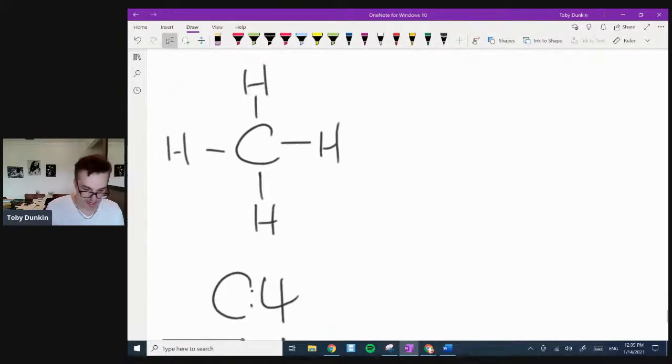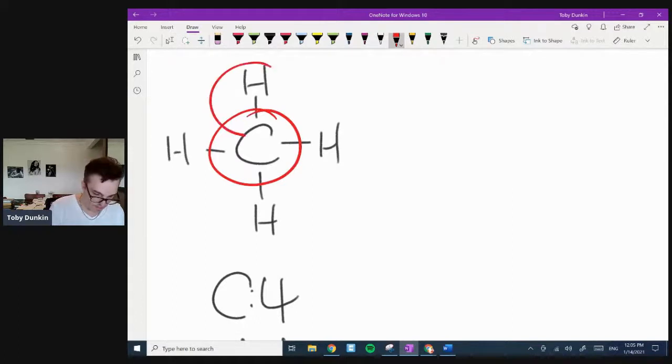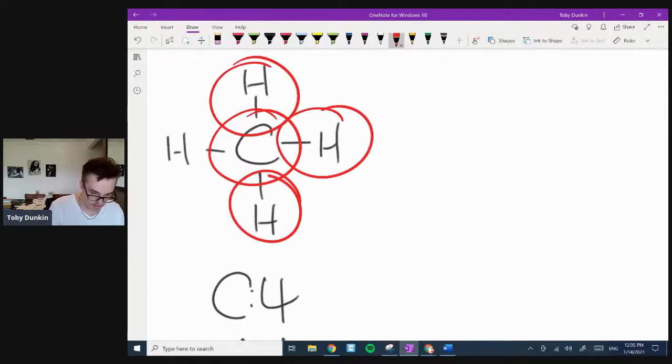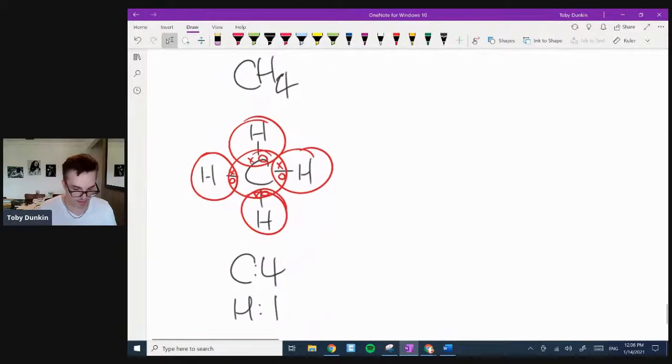Then what you do is you draw circles around each of them, and where the sticks are, you show the overlap. Yeah, like this. And then you just put a dot and cross in each one. Yeah, and then you add on any lone pairs that you need to. Hydrogen doesn't need it, so the picture's done.